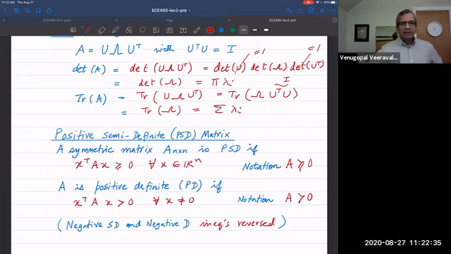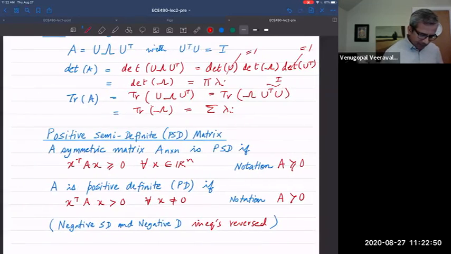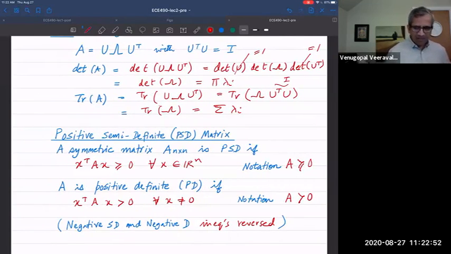Okay. Any questions? No? Okay. Think a little bit at home about why this definition doesn't make sense for a matrix that's not symmetric. Okay.